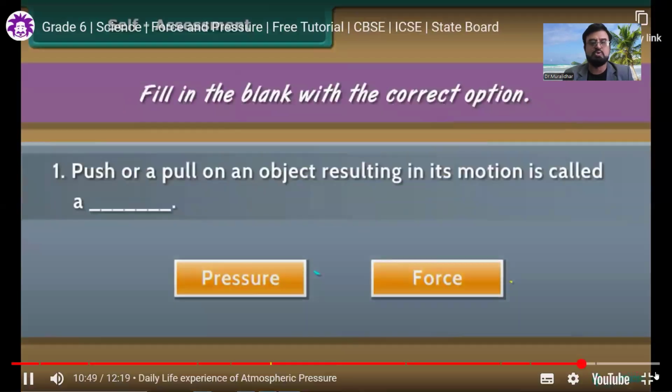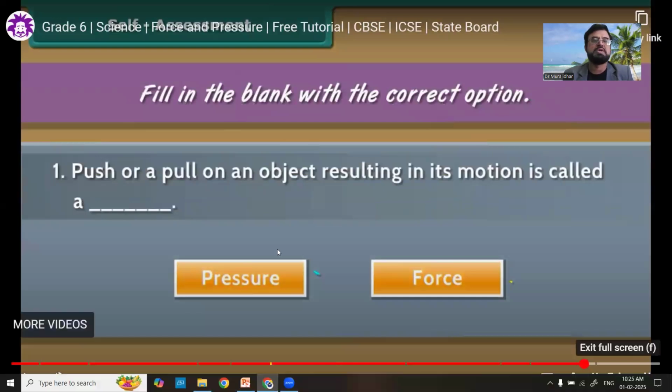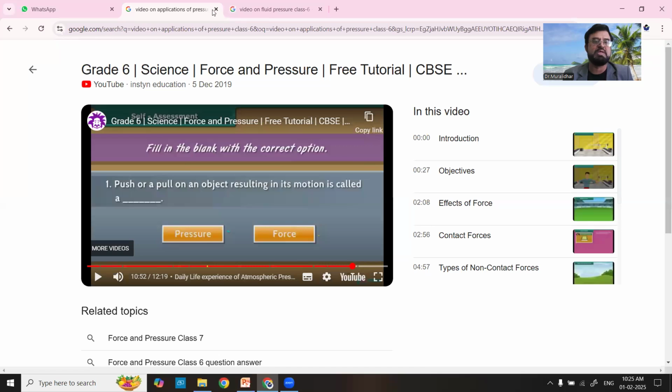Some questions, there is no need for us questions. Okay. So this is completely about what is pressure and what are the applications of pressure, right?